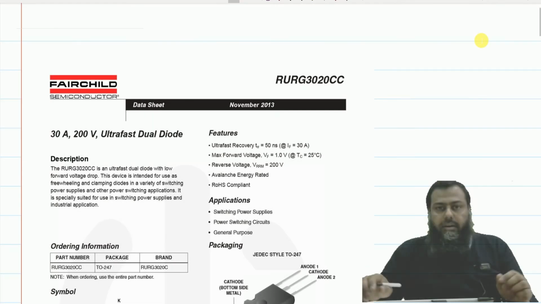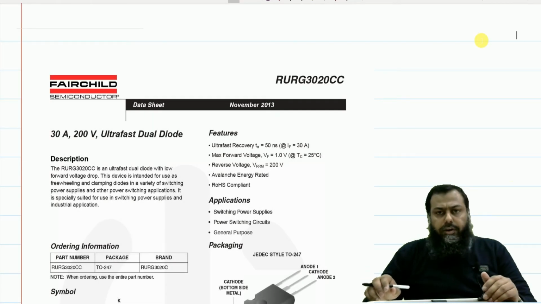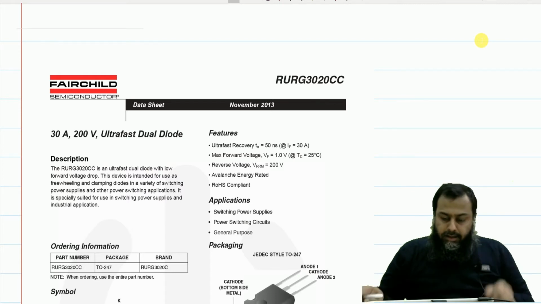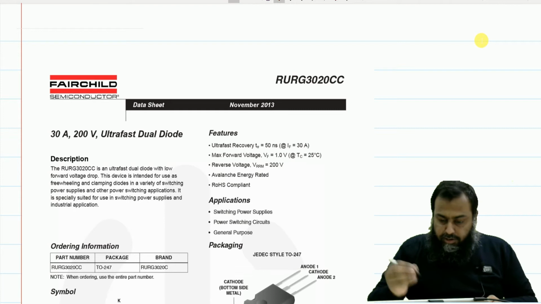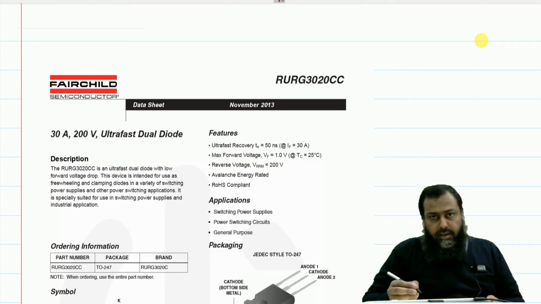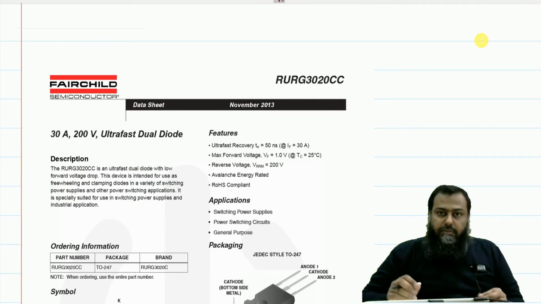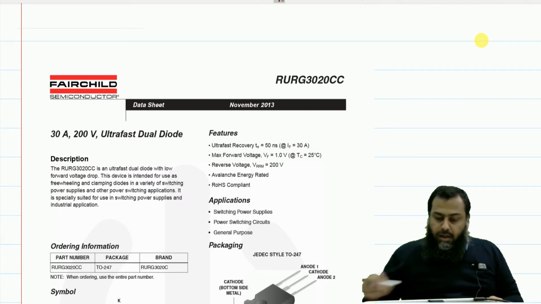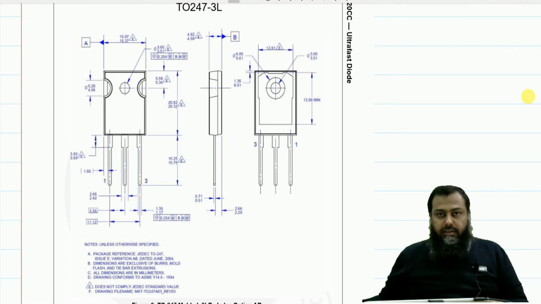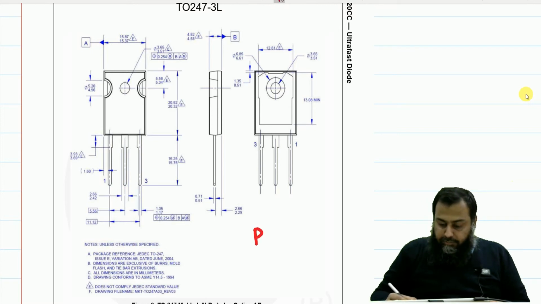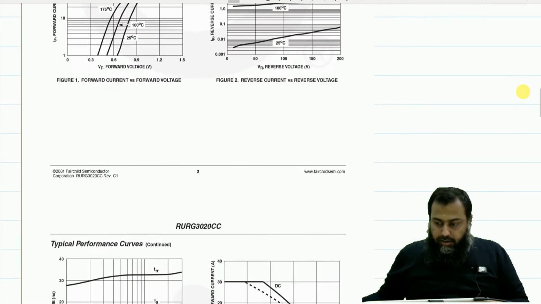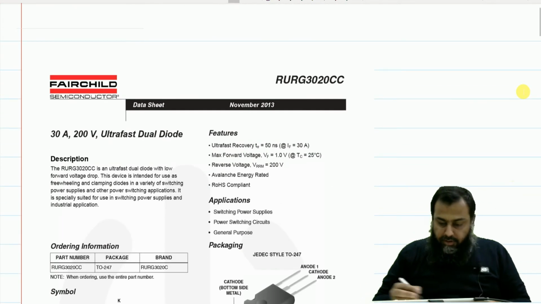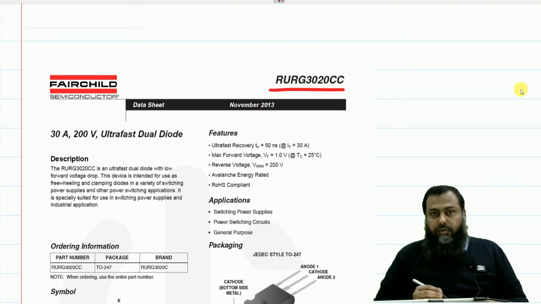Let us see a given data sheet of a particular diode that is quite useful in designing a switch mode power supply. The data sheet provides us very important information about a device. It contains the typical characteristics of a device. It also provides us the maximum allowable limits that can be imposed on that given device. Also, it provides us the mechanical characteristics that are quite useful in designing the printed circuit boards. So let us see what is in the data sheet of this diode, which is RURG3020C.